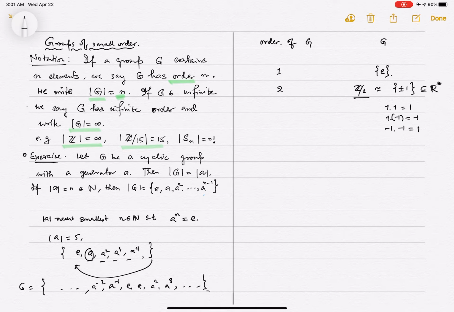To get an isomorphism, you just send identity to identity. The identity here is called 0, the identity here is called 1, and you send 1 to minus 1. And you can check that the addition here corresponds to the multiplication here. Okay, so order 2, there is only one group.